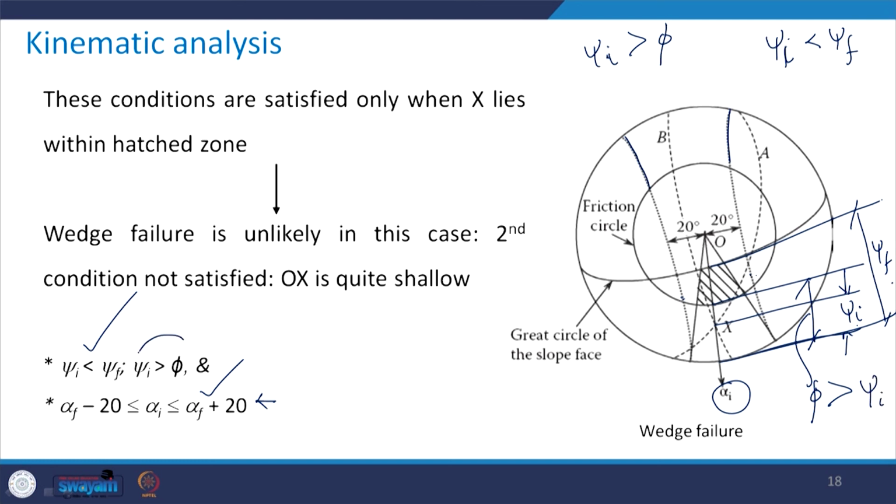So, this condition is not satisfied, and therefore, this particular case which I have shown in this figure, wedge failure is unlikely to happen, because the second condition is not satisfied, because of the fact that this OX is quite shallow. Quite shallow means that psi i is less than phi value. So the second condition is not satisfied, so wedge failure is not going to occur in this case.